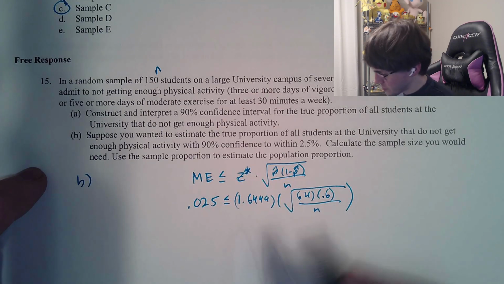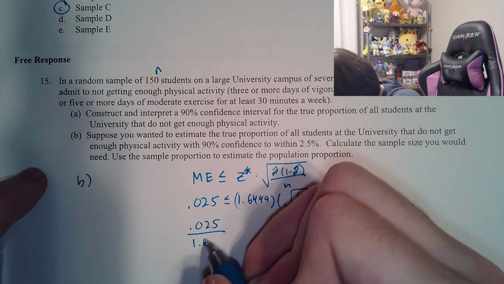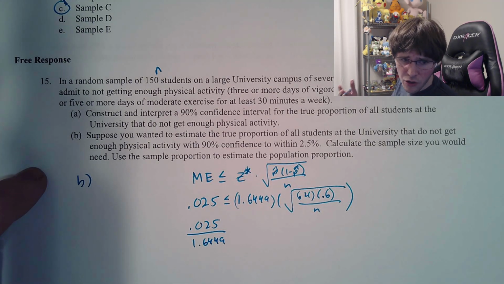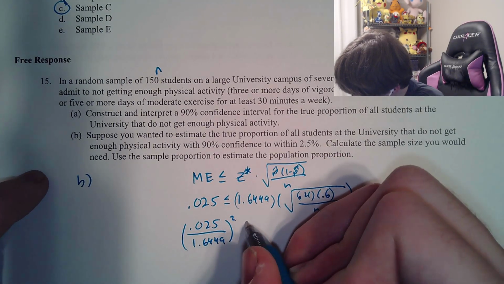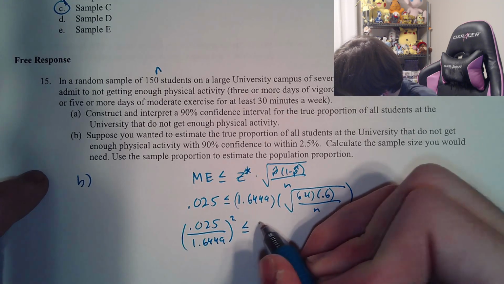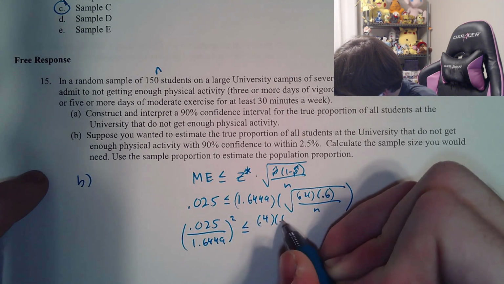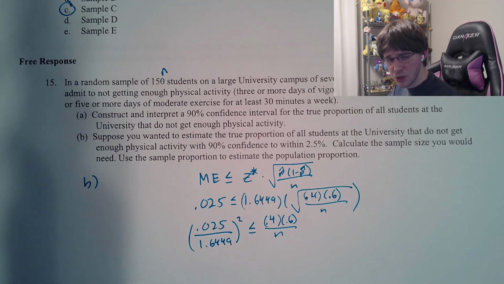Solving for n, I'm going to start off by dividing both sides. We have 0.025 divided by 1.6449, just like last time. I know the next step I'm going to have to square everything anyway, so if I square it now, then I don't have to look at that ugly square root anymore. So I have 0.4 times 0.6 divided by n. After that, I'm going to flip over both sides of the equation.